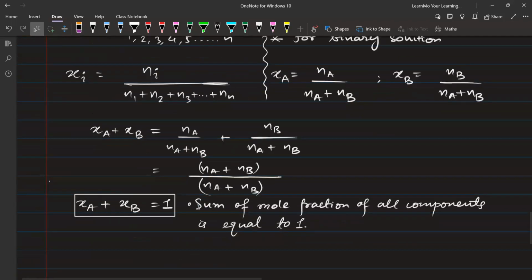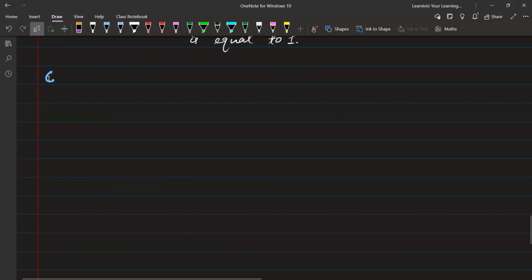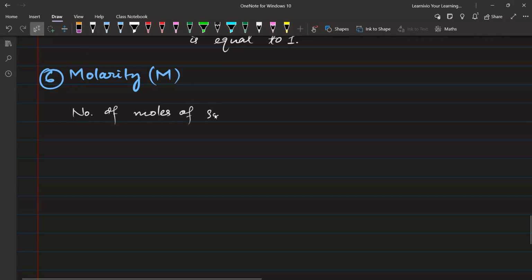The last concentration term that we'll be learning is molarity, which is represented as capital M. This is the number of moles of solute per liter of solution. Per liter of solution.